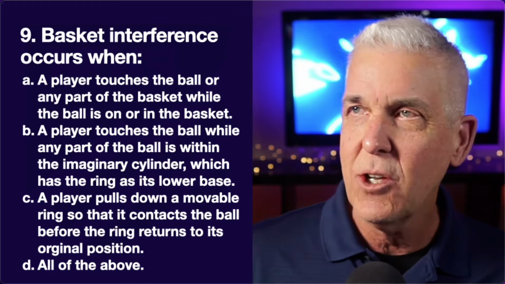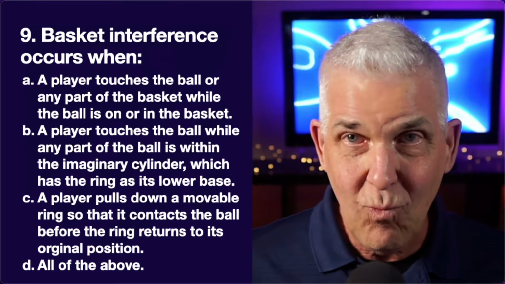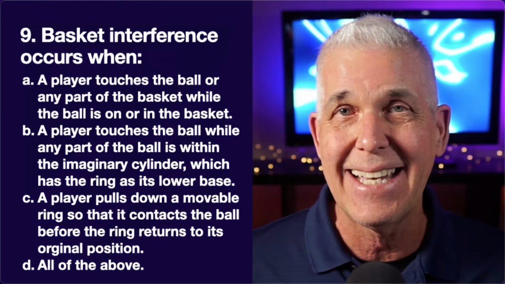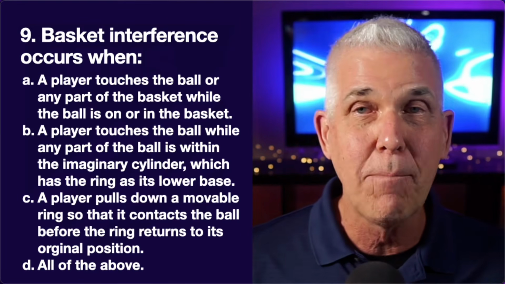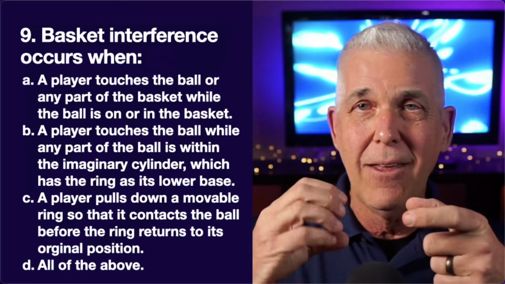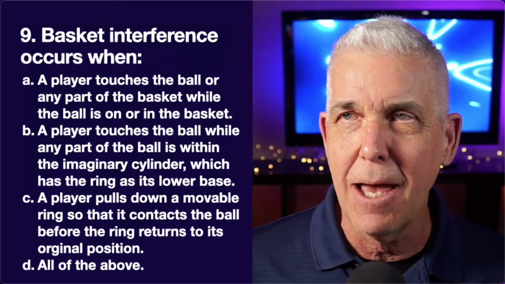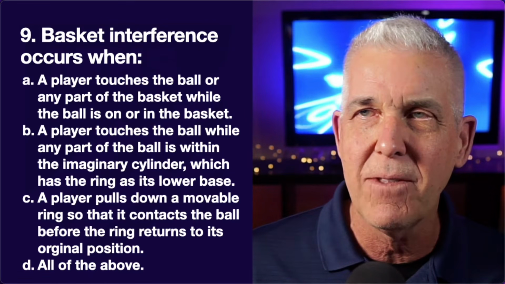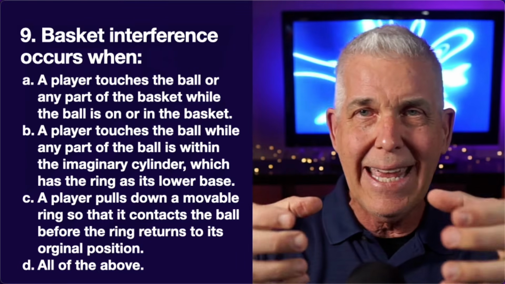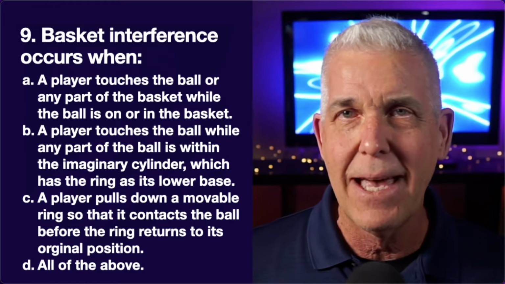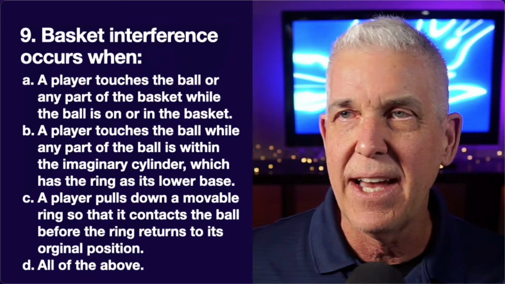All right, great question. Good language in these answers, right? It's very precise and accurate. We like rules questions with precise and accurate language. If a player touches the ball or any part of the basket, the ring, the flange, the net, all 3 make up the basket, while the ball is on, sitting atop, or in the basket, in the net as it were, that is a basket interference violation.